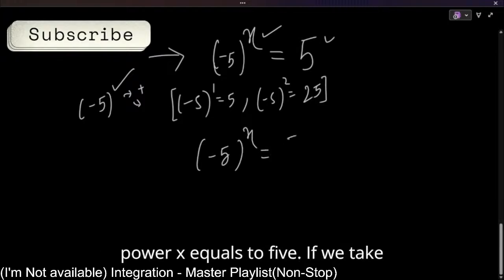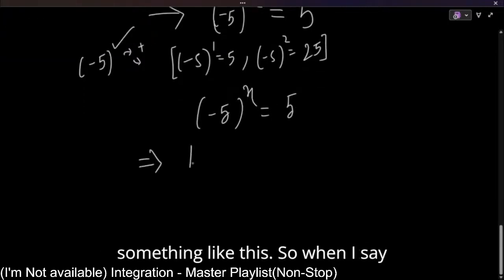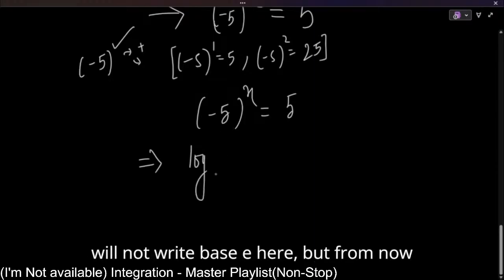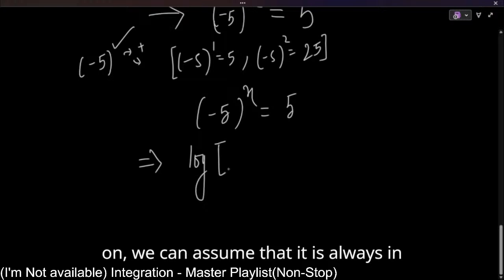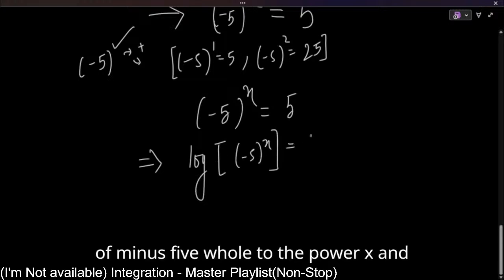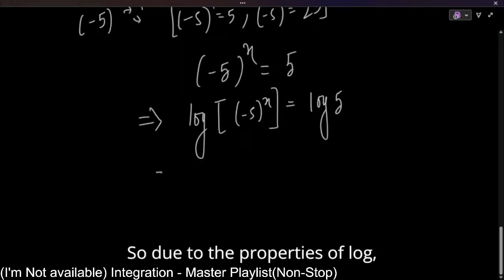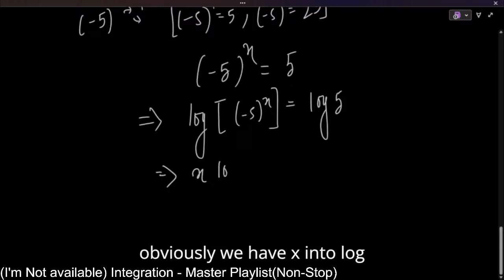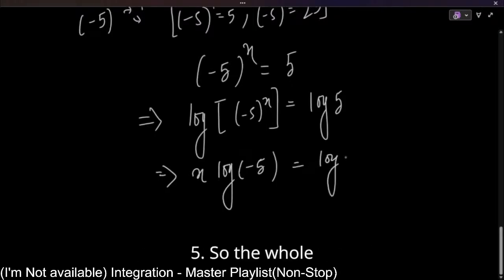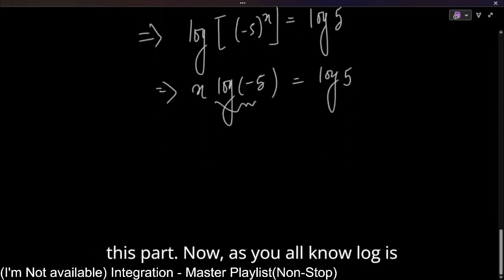So (-5)^x = 5. If we take logarithm on both sides, it looks something like this. When I say logarithm, I mean natural logarithm, so I will not write base e here, but from now on we can assume it is always base e. So this is log of (-5)^x, and this is log of 5. Due to the properties of log, we have x times log of -5 equals log of 5. So the whole problem basically revolves around finding this part.